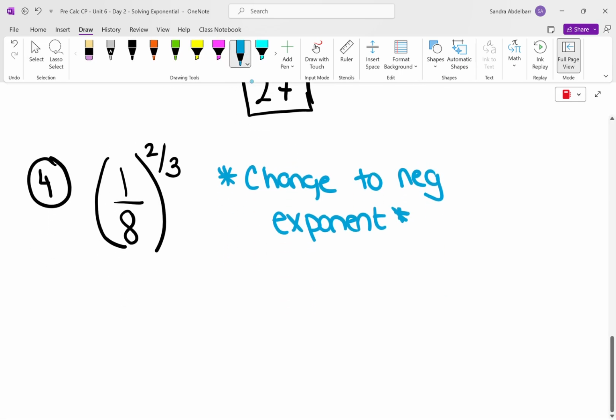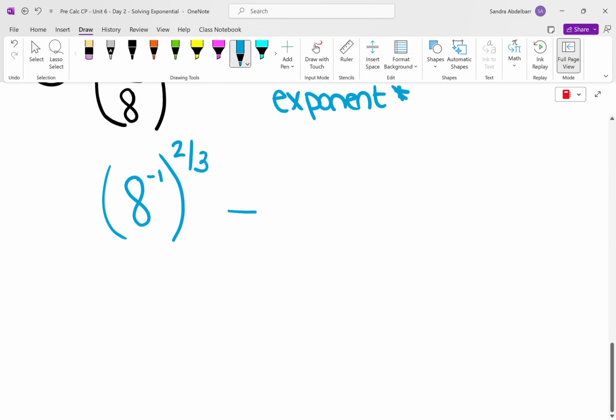So if I'm going to change this to a negative exponent, won't this be 8 to the negative 1st power raised to the 2/3 power? And now what do you think I'm going to do with that 8? Change it into what? 2 to the 3rd power, exactly. We're going to change this 8 into 2 to the negative 3rd power, right? Because it's really a negative there. Raised to the 2/3.